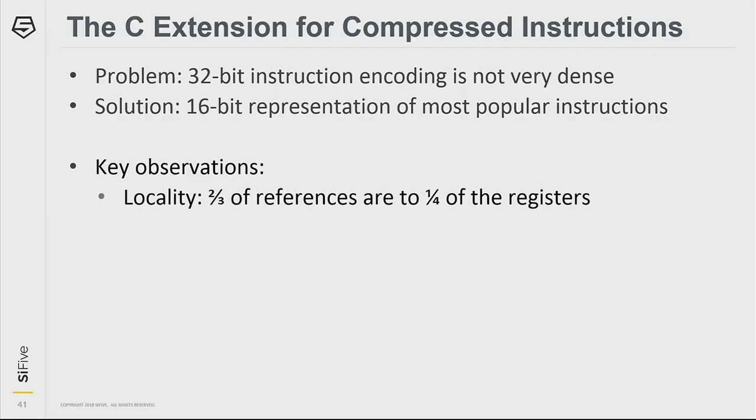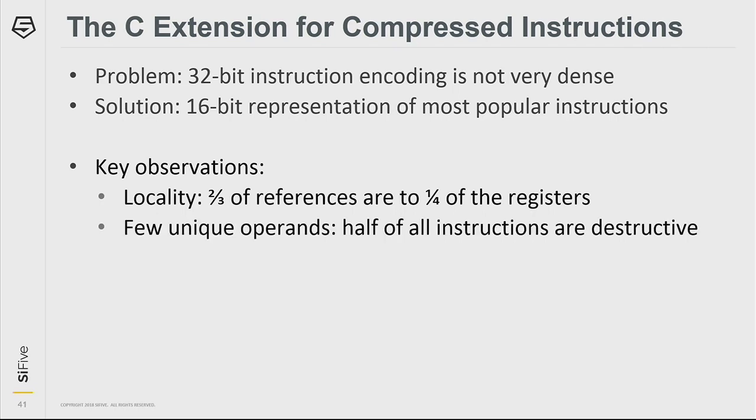Some observations help us determine what instructions to put in there. Most instructions access a relatively small number of the registers. Looking at SPEC CPU 2006, again, say what you will about the corpus, but it's just some code, two thirds of register references go to only a quarter of the registers.